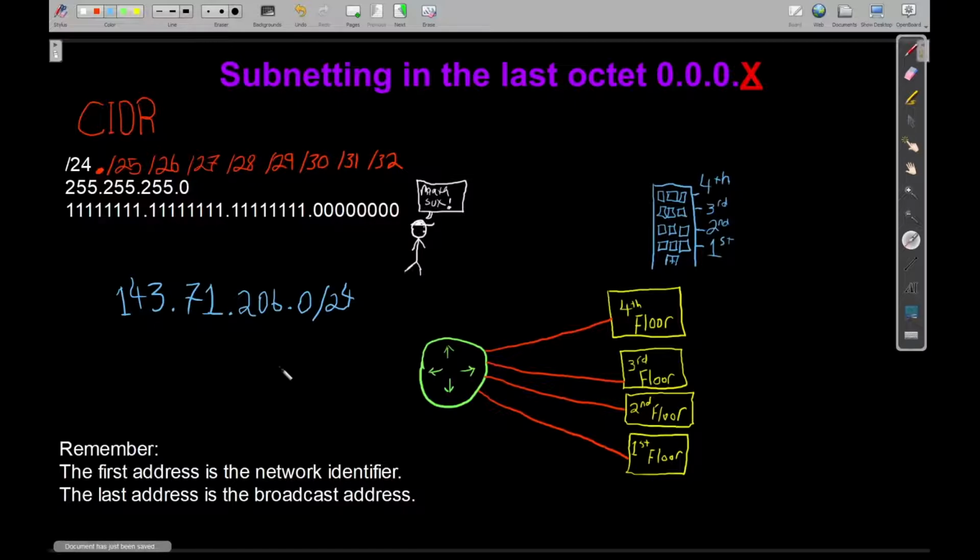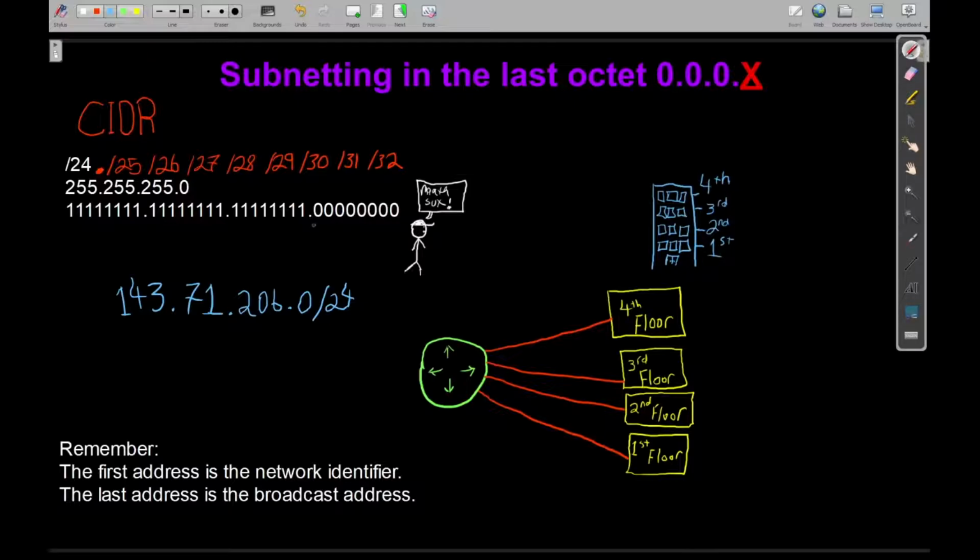Now let's say we were given this public IP address and we were told that we need those same 4 different networks with 30 end devices in each network. So we're going to subnet this in the last octet to make 4 different network addresses that will allow for 30 end devices. We do this because we don't want to waste public IP addresses. We want to use as little as possible. As you know, we're running out of them and they're expensive.